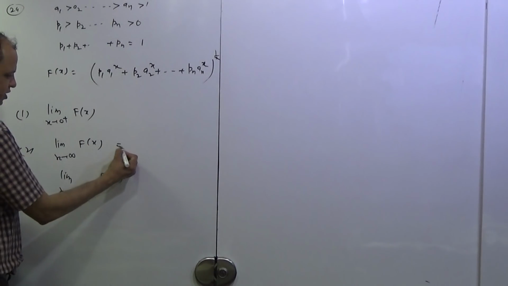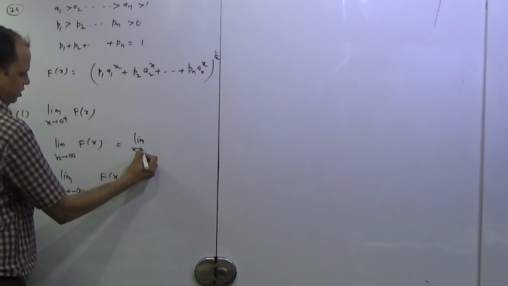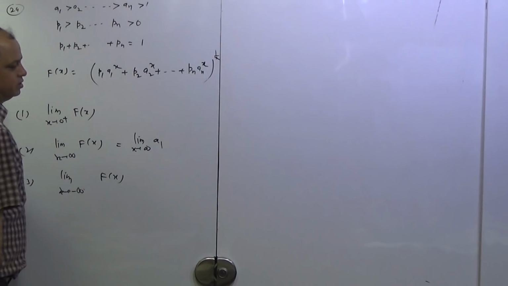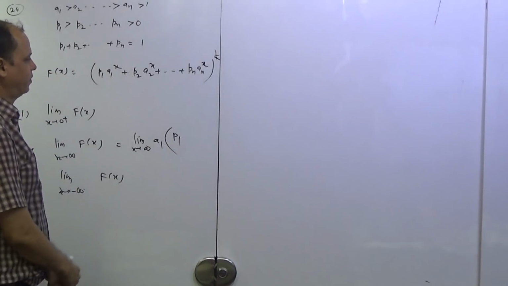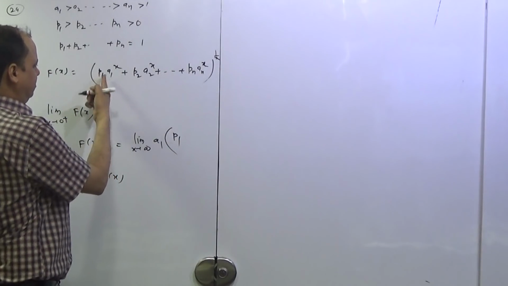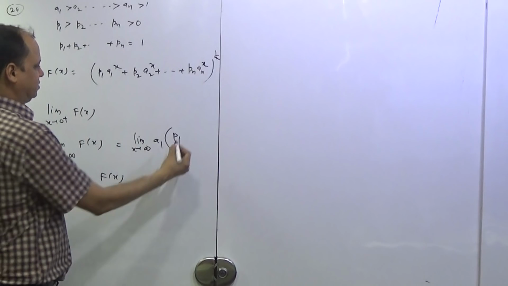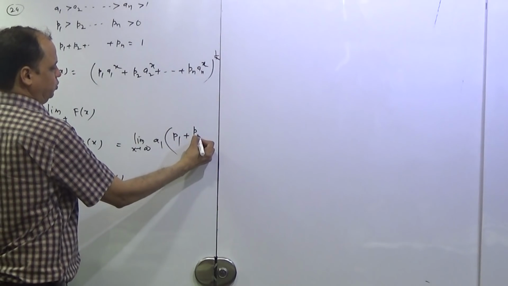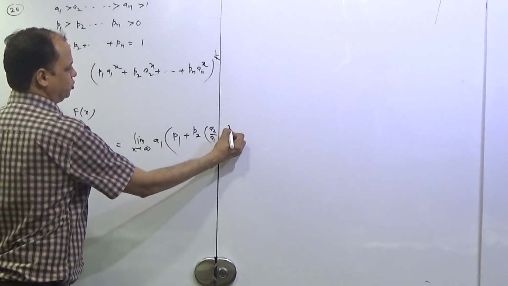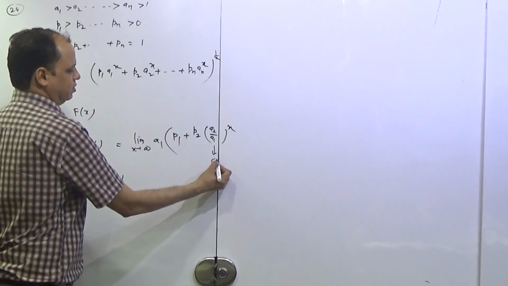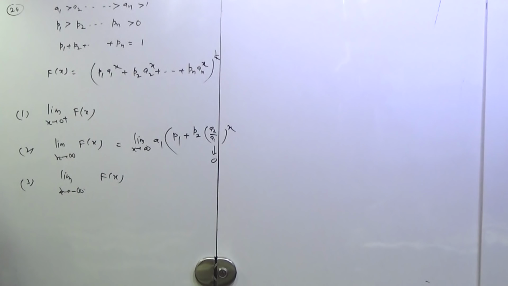I am solving this question here. Limit x tending to infinity, A1 is out. What is left inside? P1, plus P2 times A2 by A1 raised to power x, and so on. Don't you think this is coming out to be 0? This is coming out to be 0.